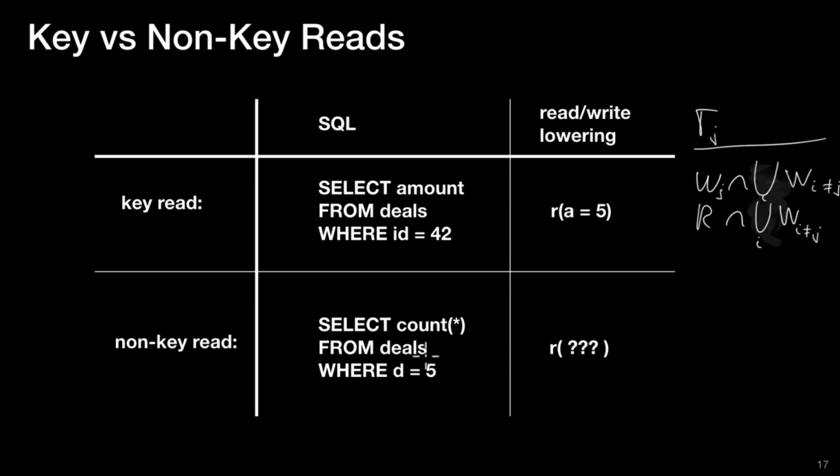But this is not enough for situations where you have a non-key read. So think about this situation. You have a select count star from deals where D equals 5. So you select rows based on a certain condition. So each and every row where D equals 5. And then you count the number of rows. This is not returning a single cell from the table. This is an aggregation that's being computed, so a function on the number of rows in the database table.